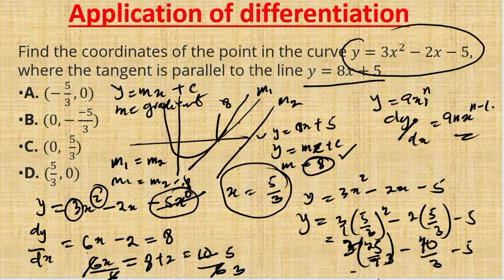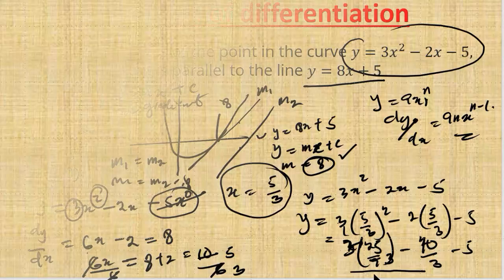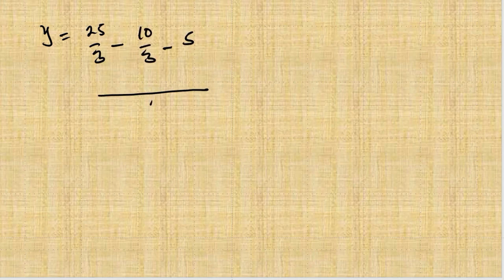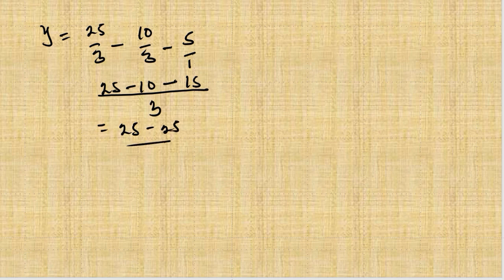Then I can take an LCM. Let me create space. So my y is 25 over 3 minus 10 over 3 minus 5. Take an LCM, which will be 3. That will be 25 minus 10 minus 3 times 5, that's 15. That will be 25 minus 25 over 3, which equals 0 over 3, that's equal to 0. So x equals 5 over 3 and my y equals 0.